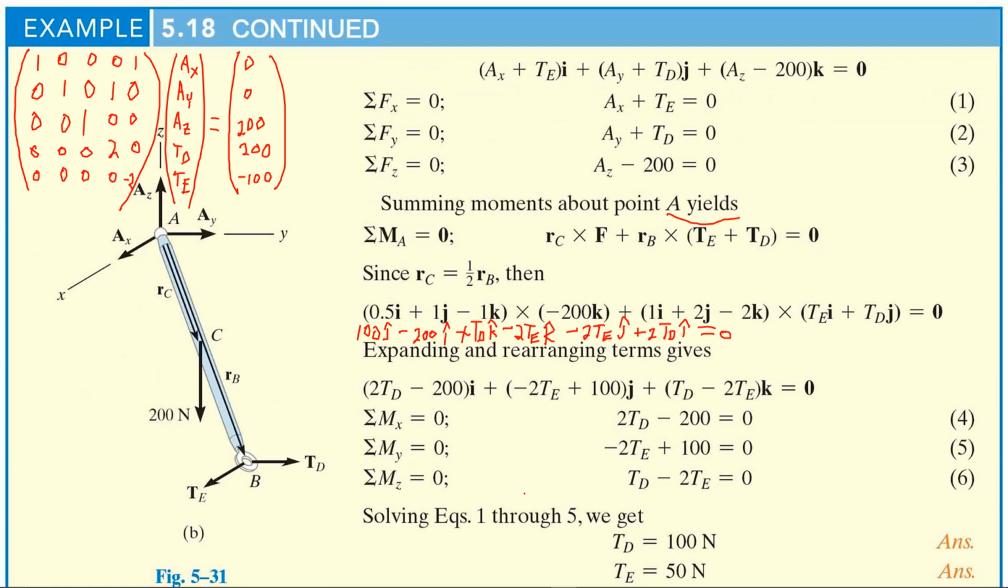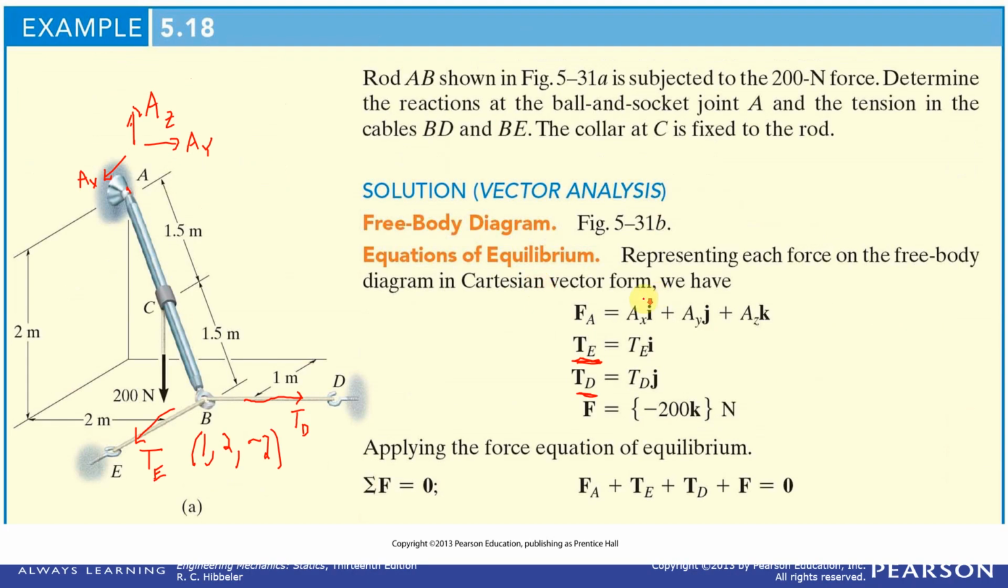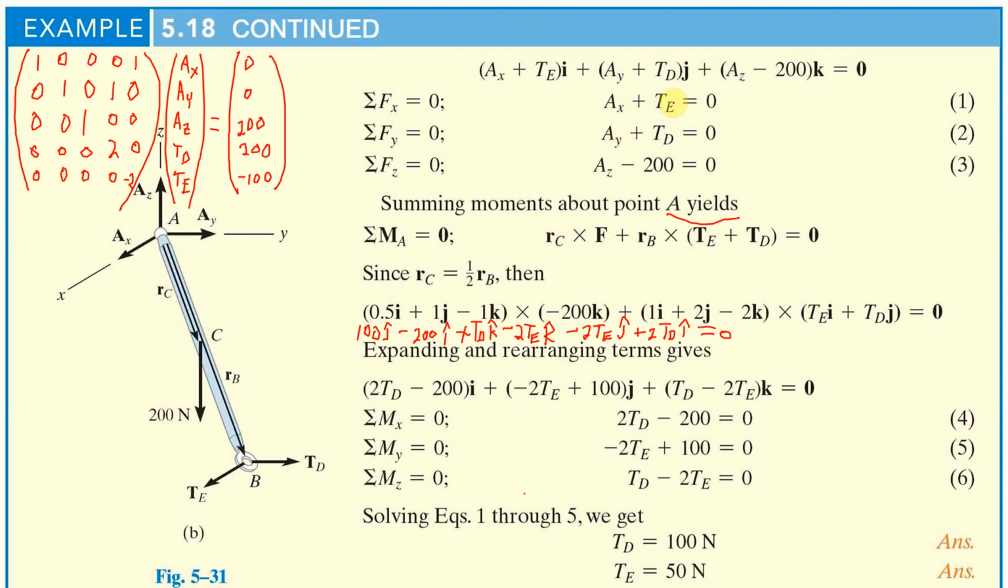Okay, I set this system up as a matrix equation. So we go to our previous slide, and okay, there we go. So it's AX plus TE. So you have the matrix AX, AY, AZ, TD, TE, the 5 unknowns. It's a simultaneous equation solving that you do in linear algebra. So AX plus TE equals 0. AY plus TD equals 0. And then finally, AZ equals 200. That's what this is saying. AZ equals 200.